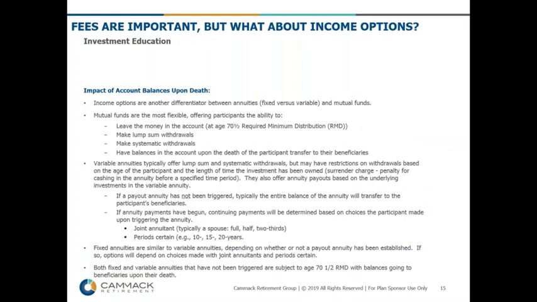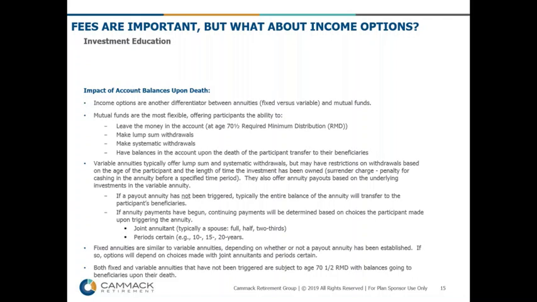So we're going to talk a little bit more about annuities, and we look at income options. We're going to compare fixed and variable annuities and mutual funds. Mutual funds are the most flexible, offering participants the ability to leave the money in the account.